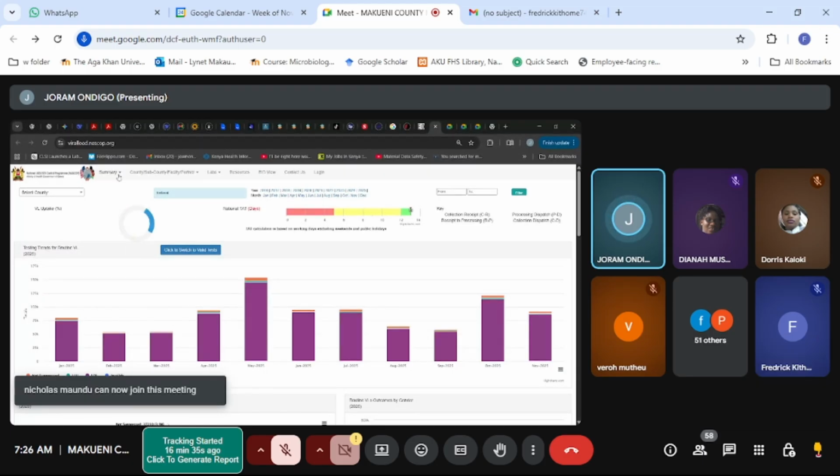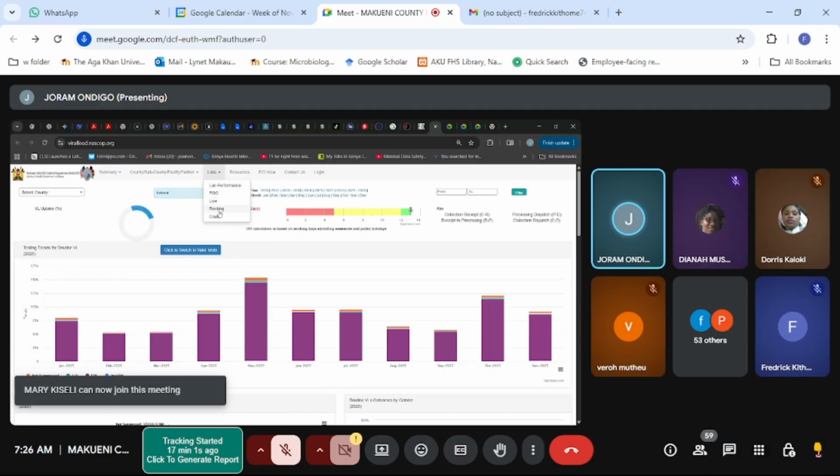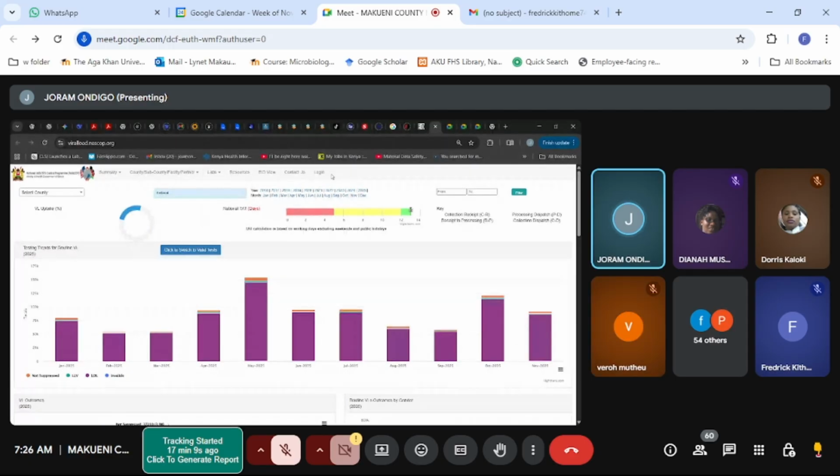So up there, you can see what we call the summary. The summary has the summary of results, the current suppression, the regimen analysis. Then you can even come here to the next one called county, sub-county, facility, partner. So if you want to look at what is happening in your county, just click here, or sub-county, or partner, or even facilities. Then here, it will tell you the lab performance, the points of care, the backlog that are within that lab. There were times that we were doing COVID, so some COVID issues are still there. Those resources we saw at that time are also still hosted here. You can actually click here and see resources.